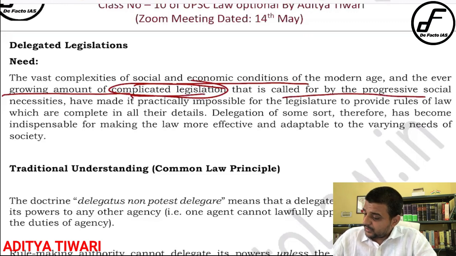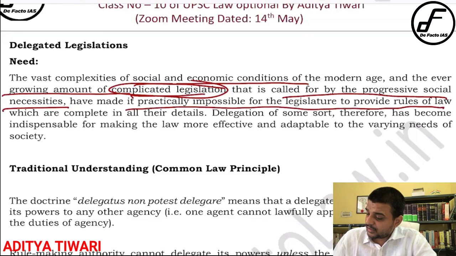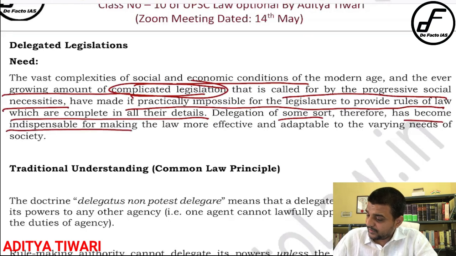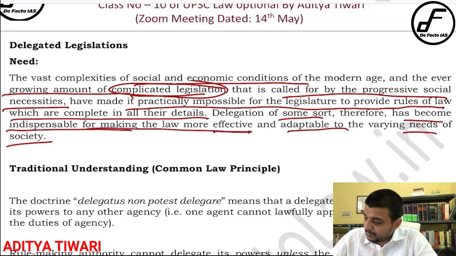Progressive social necessities have made it practically impossible for the legislature to provide rules of law which are complete in all their details. Not possible, that I have discussed. It is impossible to provide all the detail. Delegation of some sort therefore has become indispensable for making law more effective, adaptable to the varying needs of society. So you could write this in sub points. Make it more effective, make it more adaptable to the needs of society.